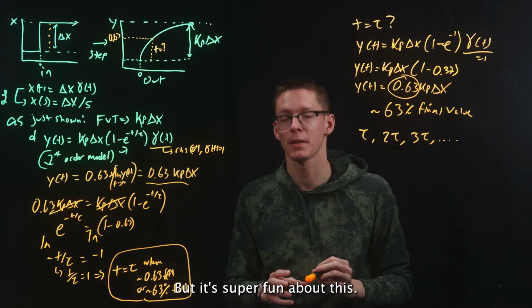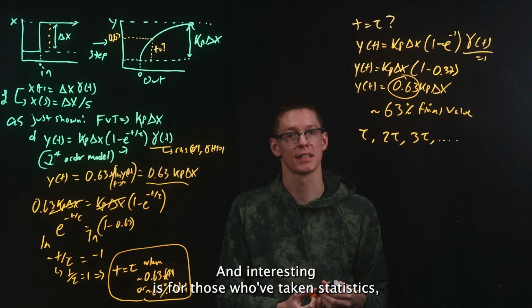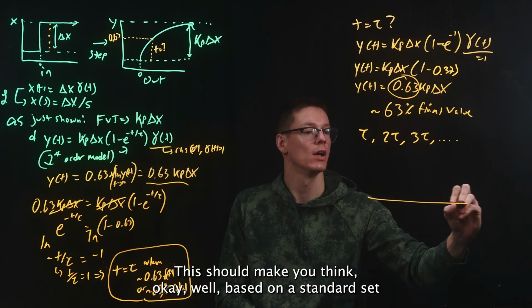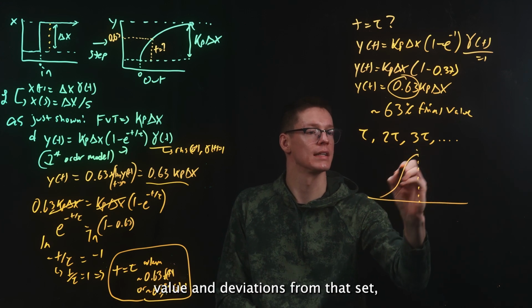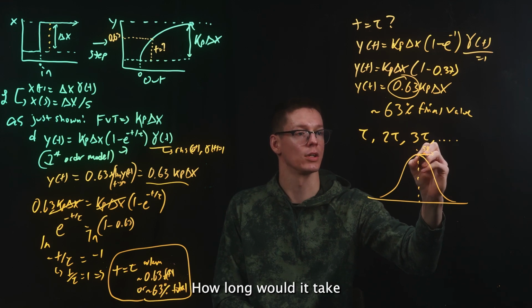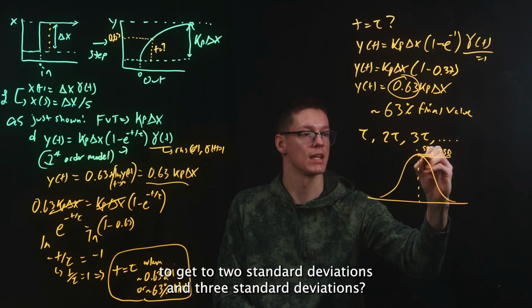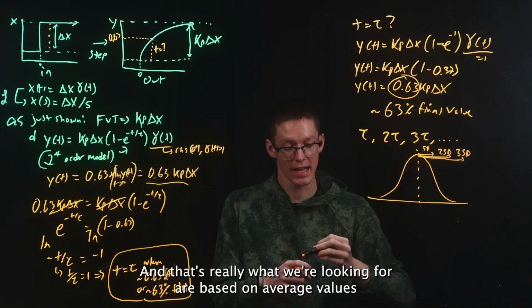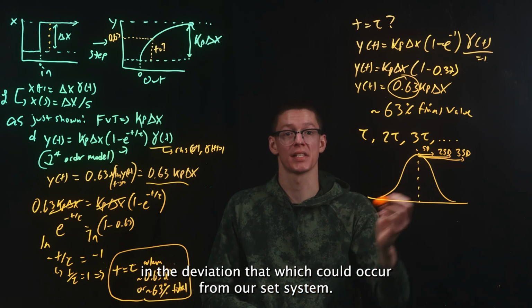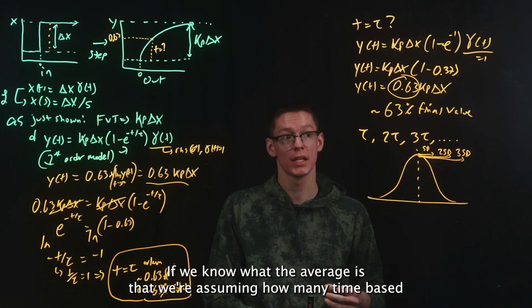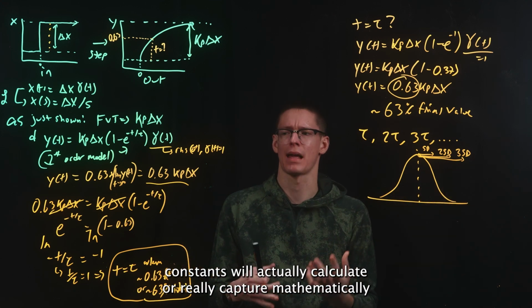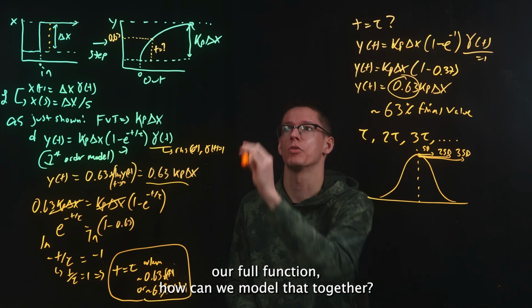What's super fun and interesting about this is that for those who've taken statistics, this should make you think about standard deviations. Based on a standard set value and deviations from that set, how long does it take to get to 1 deviation? How long would it take to get to 2 standard deviations and 3 standard deviations? That's really what we're looking for, based on average values and the deviation that could occur from our set system. If we know the average we're assuming, how many time-based constants will actually capture mathematically our full function? How can we model that together?